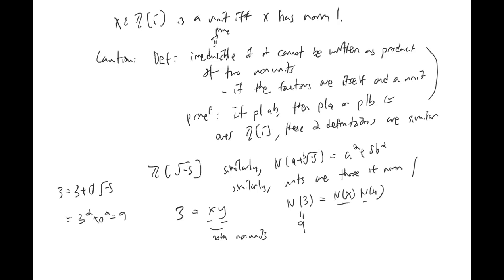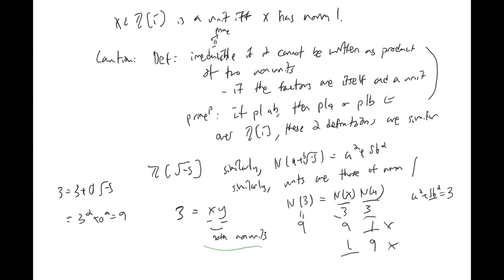So what are all the factors of 9? I know they must be positive, so I could have 3 and 3, or 9 and 1, or 1 and 9. Does everyone agree? It can't be 9 and 1 or 1 and 9, because we assumed they're non-units. So it must be 3 and 3. But if a squared plus 5b squared is 3, you see that the b term must be 0.